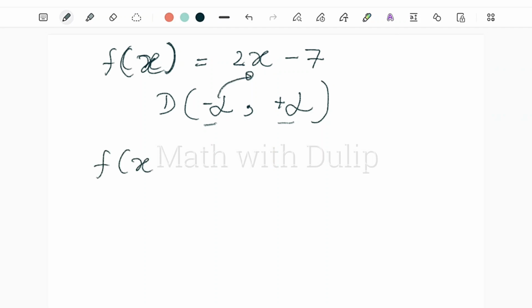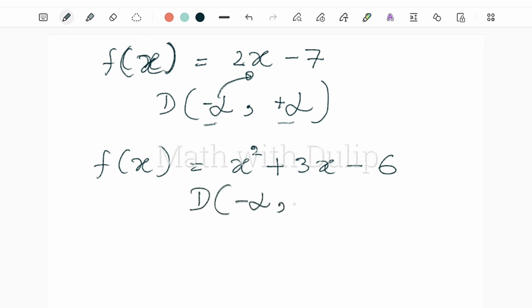And also f(x) = x² + 3x - 6. In this one also, x could be any value between negative infinity and positive infinity. So the domain would be negative infinity to positive infinity. So remember, for any linear or quadratic function, the domain is negative infinity to positive infinity.